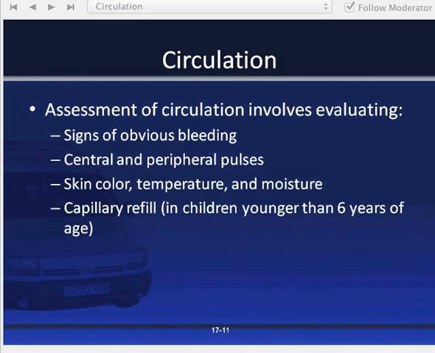Assessment of circulation involves evaluating signs of obvious bleeding, central and peripheral pulses, skin color, temperature, and condition, and capillary refills.